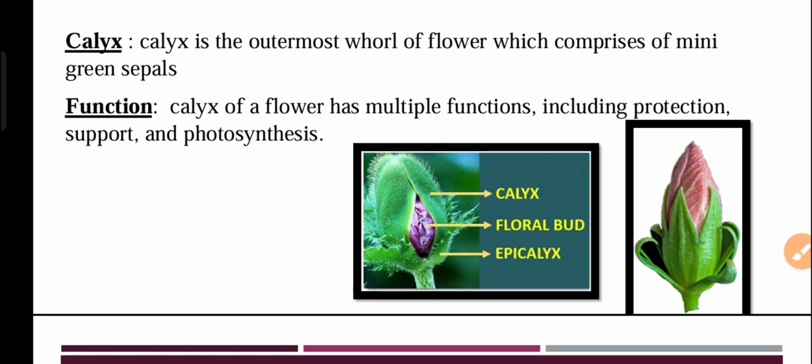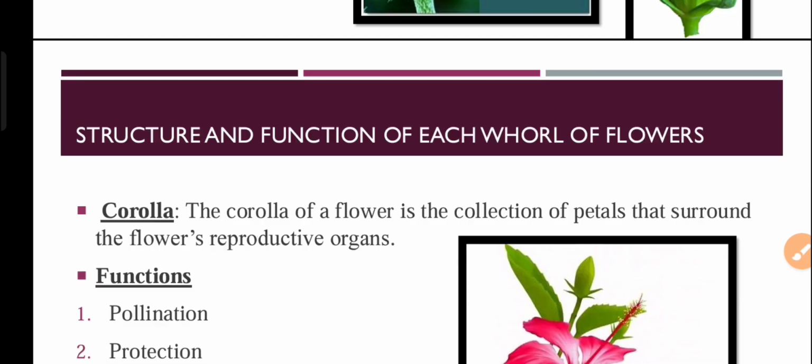This is about the function of the calyx. Understand? It is the outermost whorl, or the first whorl of the flower. It comprises many green sepals. The function of the calyx is that it protects, it gives support, and it is also involved in photosynthesis.